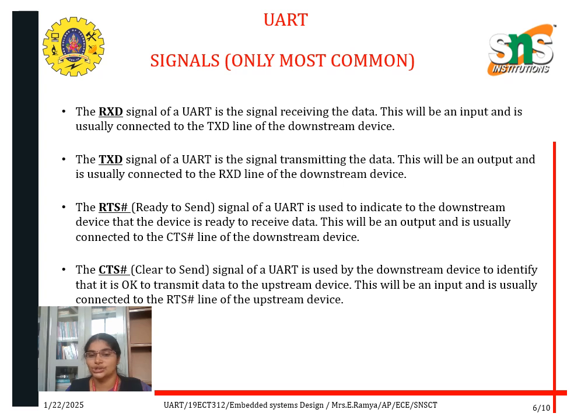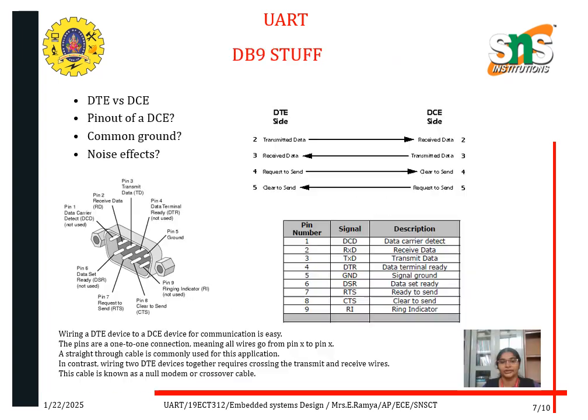This will be an output and is usually connected to the CTS. CTS means clear to send. The clear to send signal of a UART is used by the downstream device to indicate that it is okay to transmit to the upstream device. This will be an input and is usually connected to the RTS signal. In this diagram we can understand DTE versus DCE, the pinout of the DCE, and common ground, and after that, noise effects.